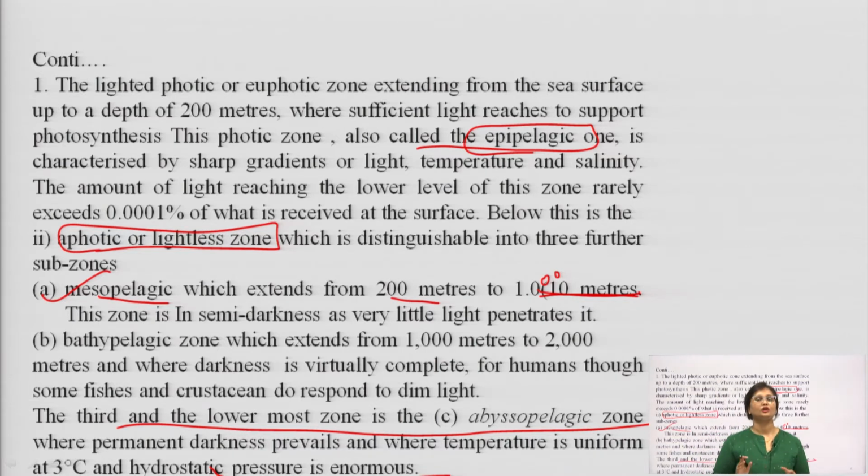So, the marine water ecosystem can be divided into 2 major zones, photic zone and aphotic zone. The aphotic zone can be further subdivided into Mesopelagic zone, Bathypelagic zone and Epipelagic zone, depending upon the amount of very little light. Again the aphotic zone is divided.